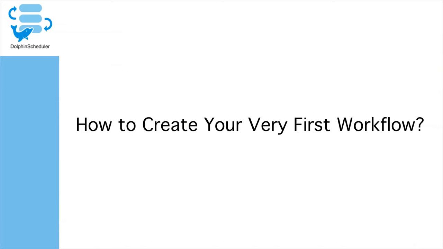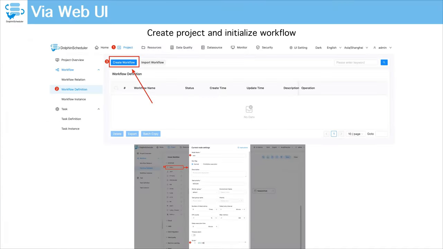After introducing DolphinScheduler, we will tell you how to create your very first workflow step by step. It's very useful for the new ones. First of all, you have to log in to the DolphinScheduler web UI, and then you can go to the project tab. In the project tab, there is a workflow definition tab. Click it, and then click the create workflow button to create your very first workflow.